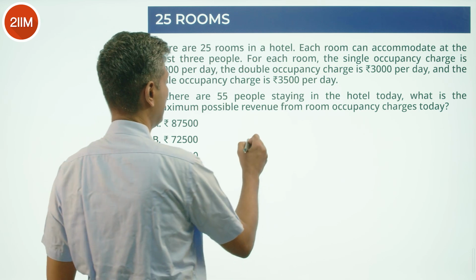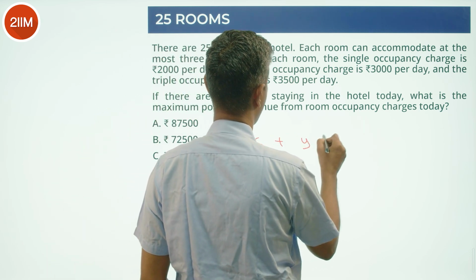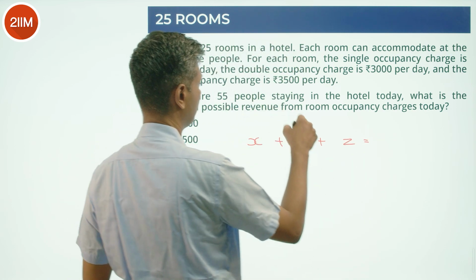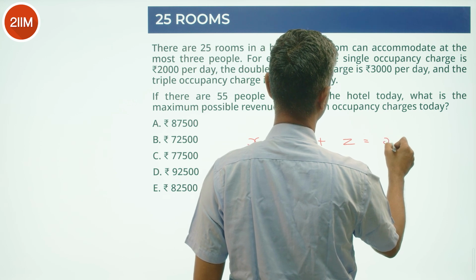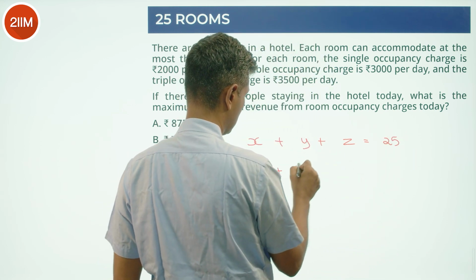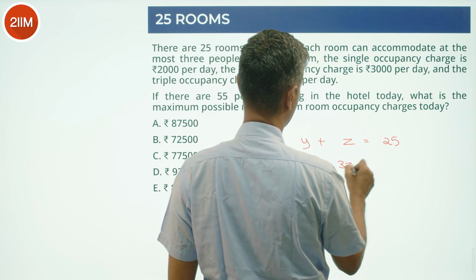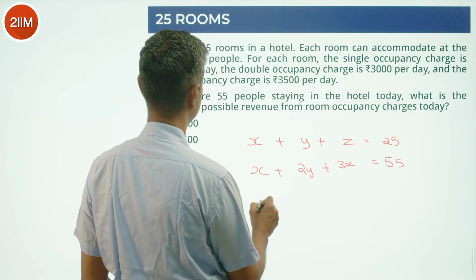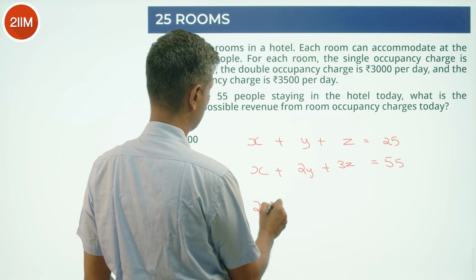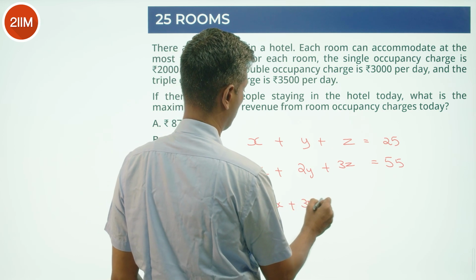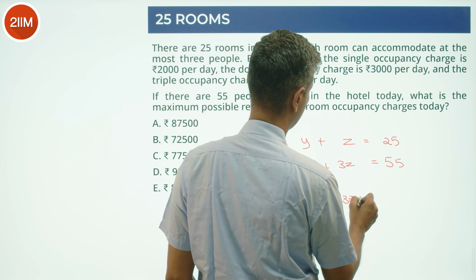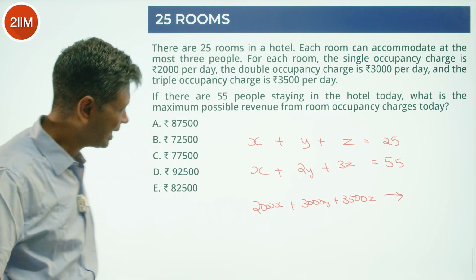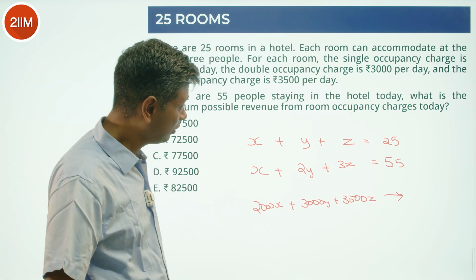And suppose we say X plus Y plus Z, the total number of single occupancy, double occupancy, triple occupancy rooms, is 25. X plus 2Y plus 3Z is 55, and we want to maximize 2000X plus 3000Y plus 3500Z. I want to maximize this. That's the way of framing this.